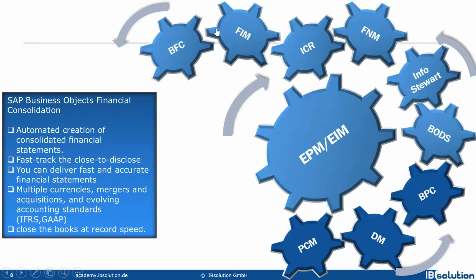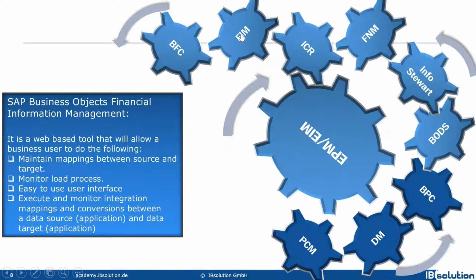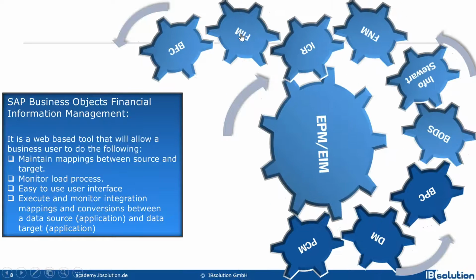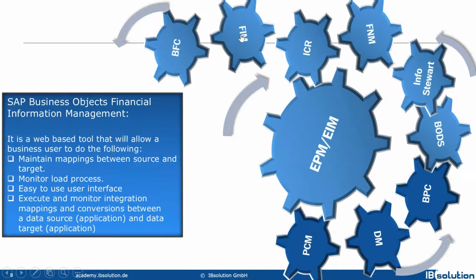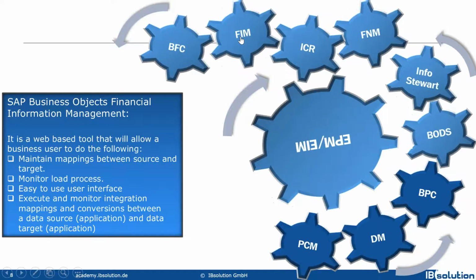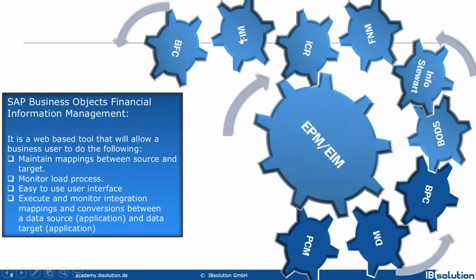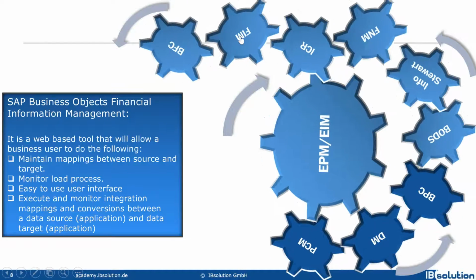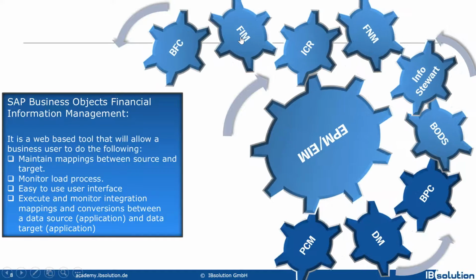The next one on screen is FIM. This is financial information management. Before you get to your reports and your analysis, you need to be able to have clean data. So FIM provides you a very user-friendly way to maintain your data, your master data. So you can avoid duplicates, you can maintain the mappings between multiple data sources and centralize all your data ready for it to be fed into the reporting tools, or in other words, the EPM tools.